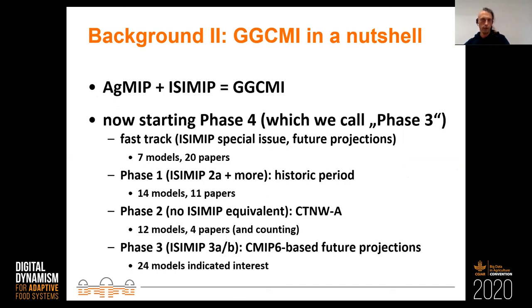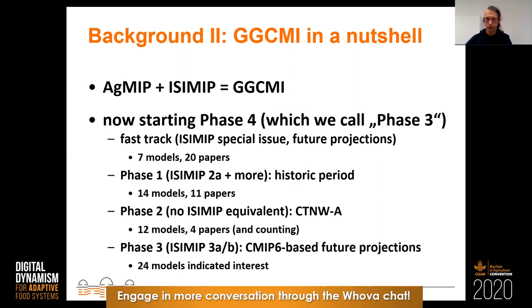And then ISIMIP, the Inter-Sectoral Impact Model Intercomparison Project, came about, and they started out with an exclusive focus on the global scale, and then basically joining forces, that formed the Global Gridded Crop Modeling Intercomparison within these two MIPs. And as all these MIPs do, they always start out with a fast track, so trying to produce papers that could be cited in the AR5 of the IPCC.